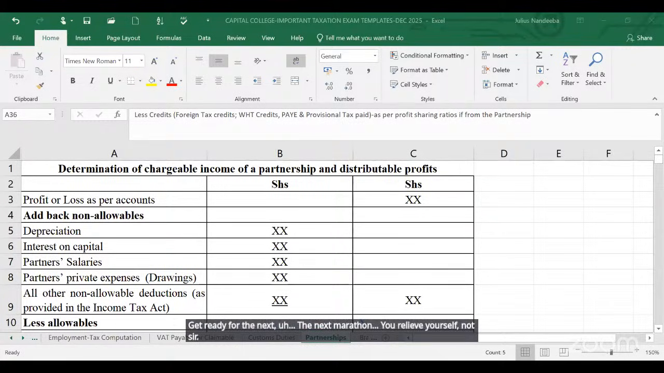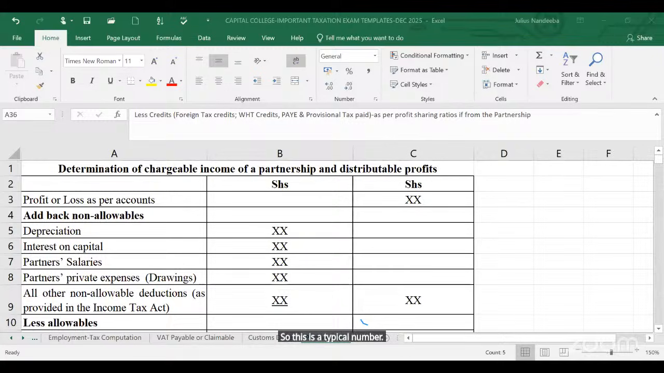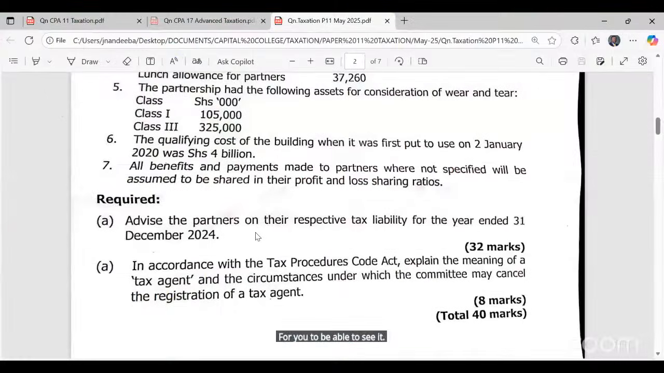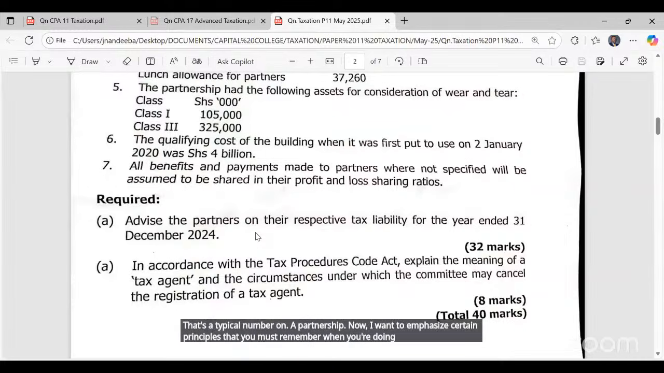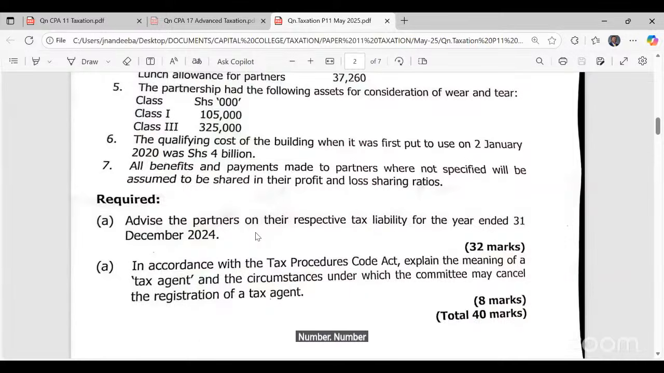So this is a typical number on a partnership. If I can share my screen now for you to be able to see it. That's the typical number on a partnership. Now, I want to emphasize certain principles that you must remember when you're doing a partnership number. Number one is they are going to ask you three major questions. These are the three major questions you must answer on a partnership.